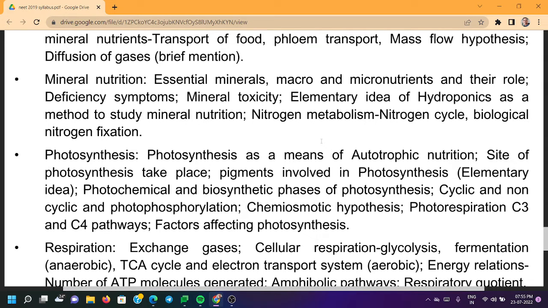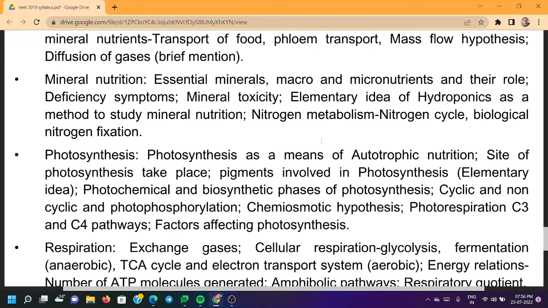Photosynthesis. Photosynthesis as a means of autotrophic nutrition. Site of photosynthesis. Pigments involved in photosynthesis, elementary idea. Photochemical and biosynthetic phases of photosynthesis. Cyclic and non-cyclic photophosphorylation. Chemiosmotic hypothesis. Photorespiration. C3 and C4 pathways.